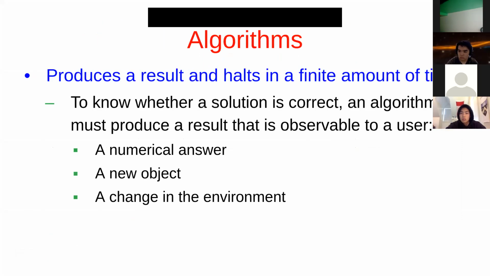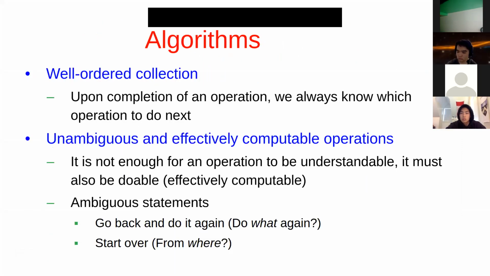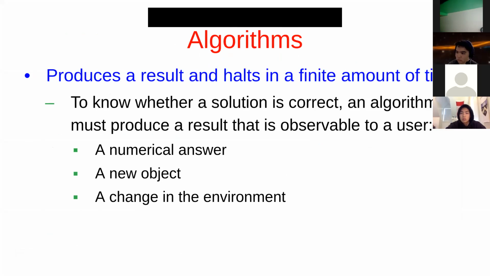I don't remember where we are. Oh yeah, produces a result and halts in a finite amount of time. So to know whether a solution is correct, an algorithm must produce a result that is observable to the user. That could be a numerical answer. It could be some new object. It could be a change in the environment, right? For example, an algorithm to control the thermostat in your house is working if it correctly changes the temperature in your house to the desired amount, right?